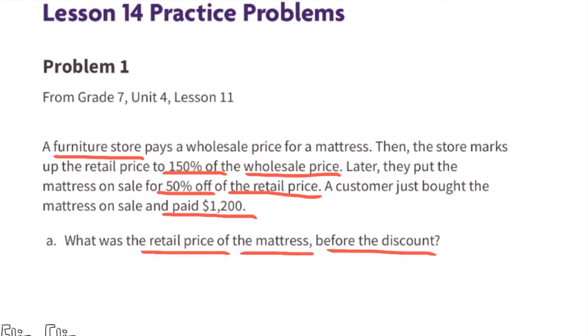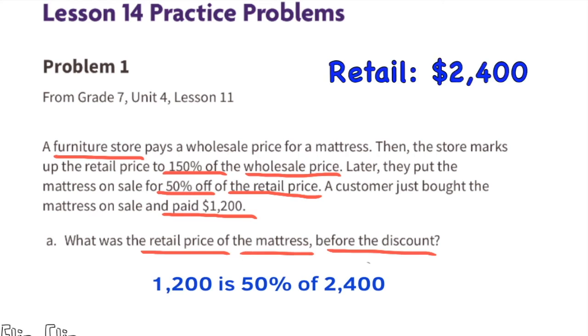A. What was the retail price of the mattress before the discount? The customer paid $1,200 for the mattress and they got it for 50% off the retail price. $1,200 is 50% of $2,400, so the retail price was $2,400.